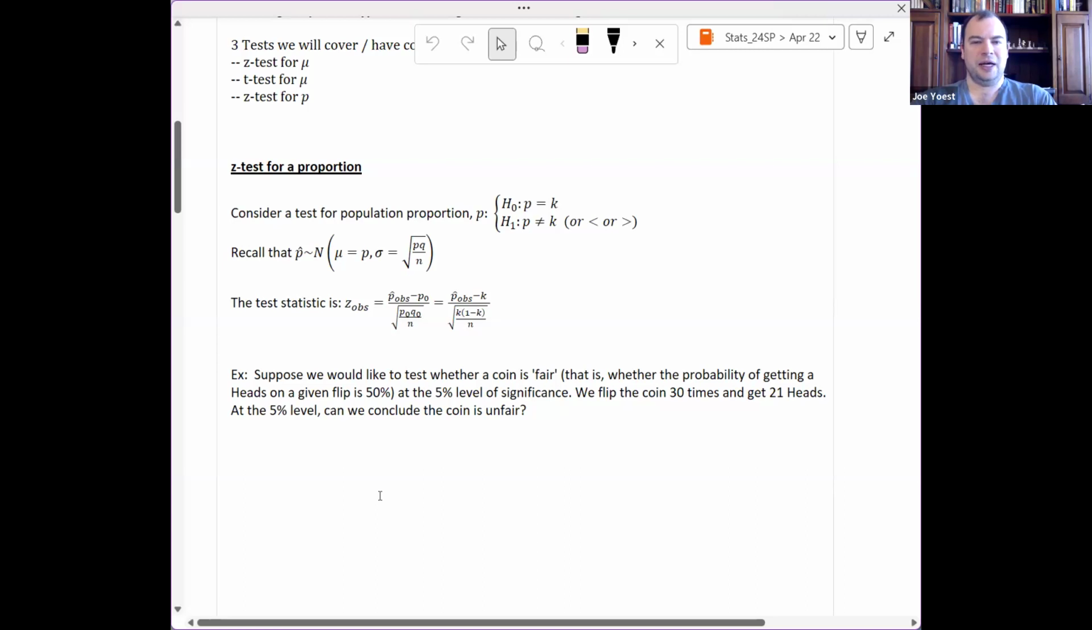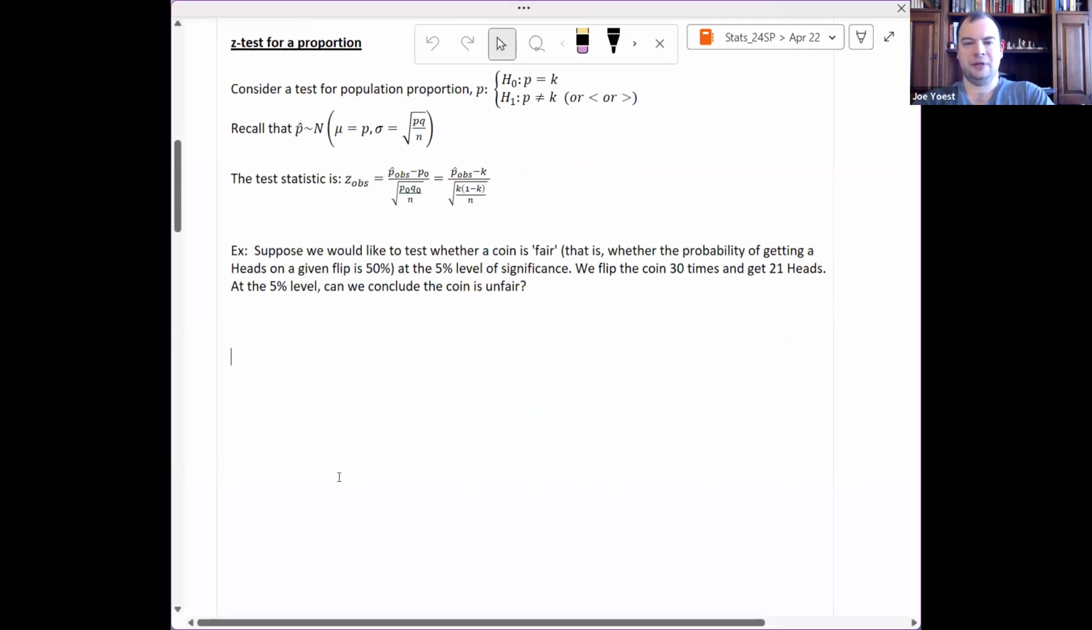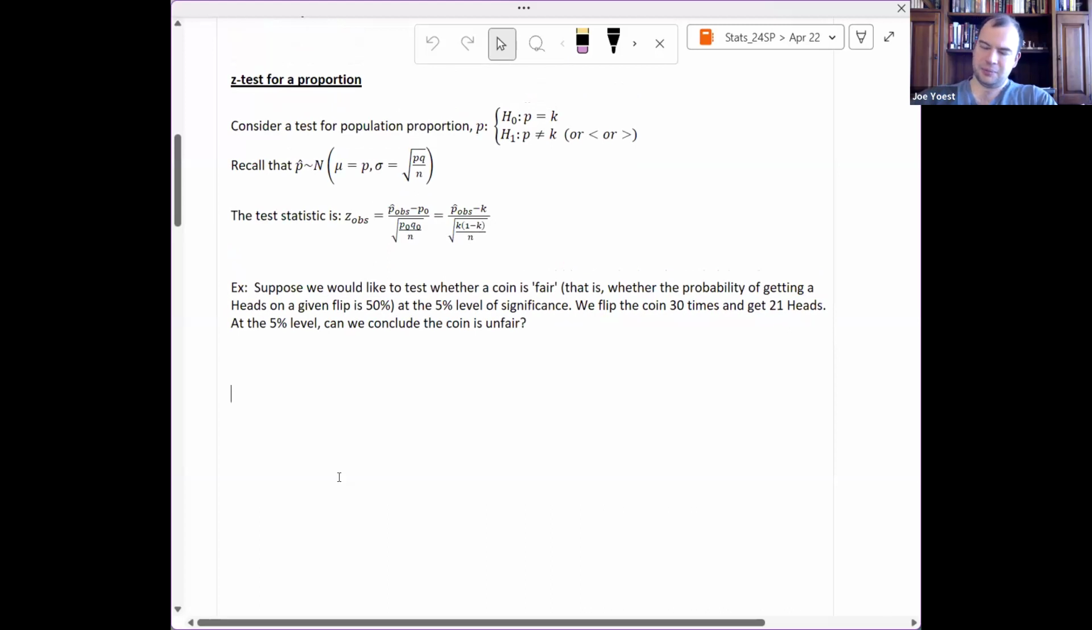And for proportion, we can take any of the 3 approaches. We could compute a p-value, we could compute a rejection region, or we could compute a critical value and use the critical value method. All right, let's look at an example.